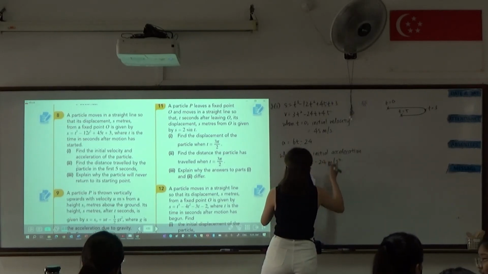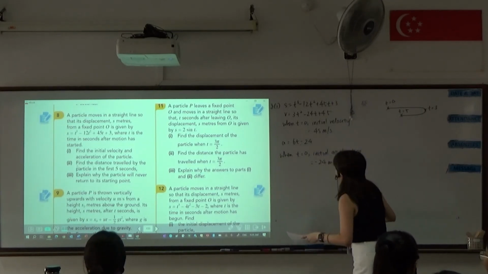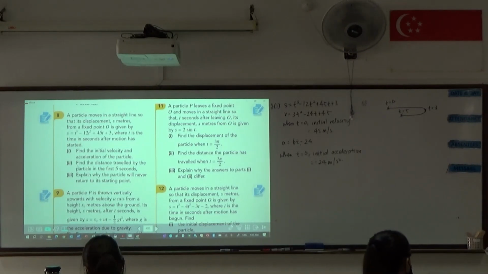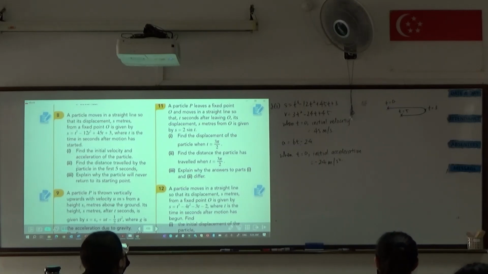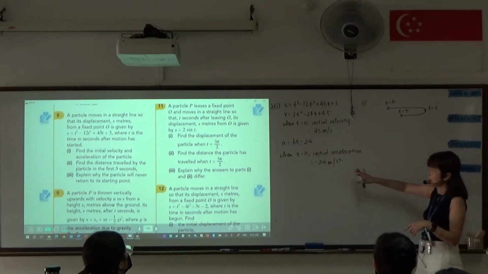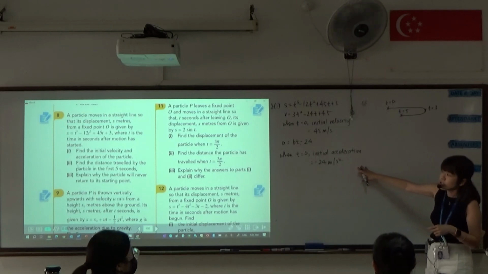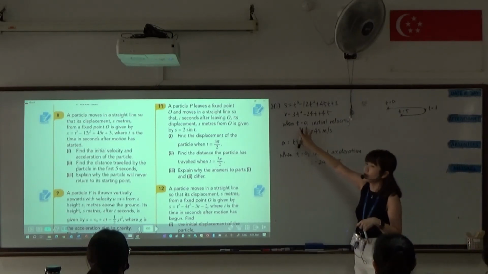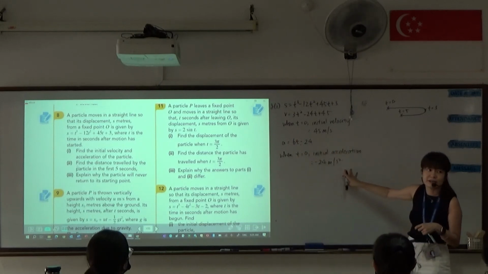Okay, so in part 1, we would have already gone through the velocity expression as well as the acceleration expression. That is because you can differentiate your displacement once to get velocity and the second time to get the acceleration. Question 1 is the initial velocity and the initial acceleration. So that means that your t must be equal to 0 to find the exact value.